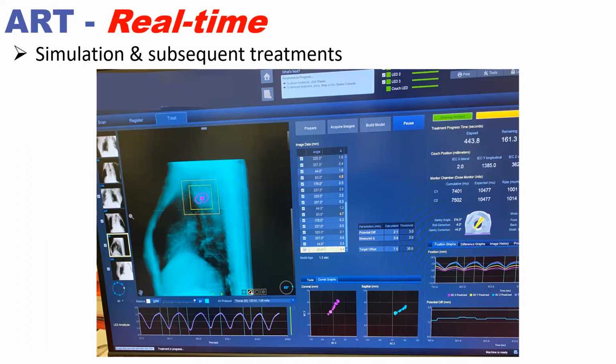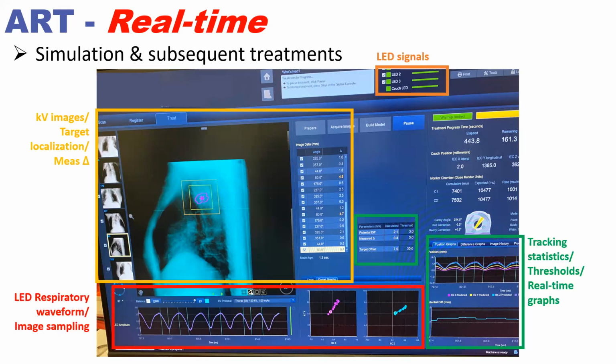So then now you have your angles you want to use, you have your plan, you go to simulation. At simulation, this is what you're going to see at the operating station. This was actually during that patient's treatment, but it's the same for simulation or any subsequent treatments, because essentially what you're doing in simulation is giving the treatment, but without the beam on. You're just following and making sure that this patient's able to be tracked. And so in the top here, you can see your LED signals, so you can make sure everything's online. There's no problems with your LEDs.